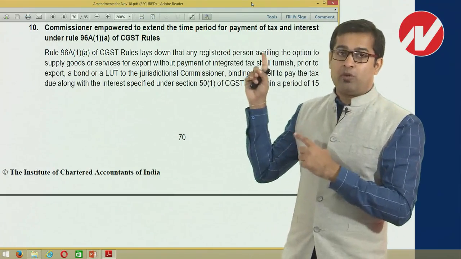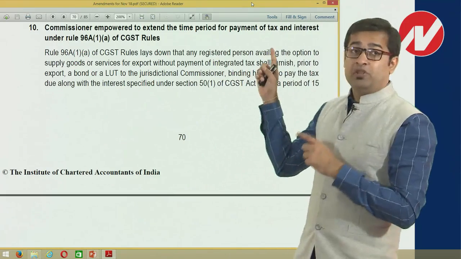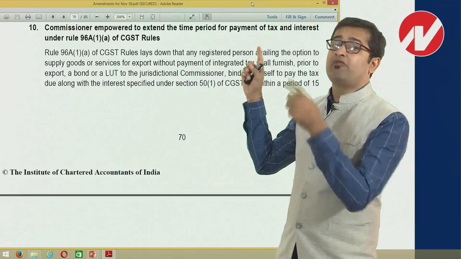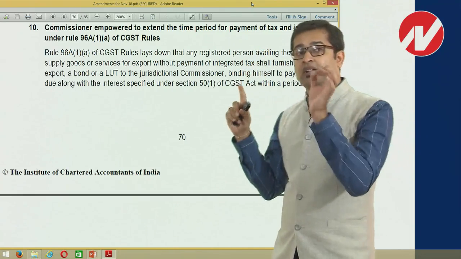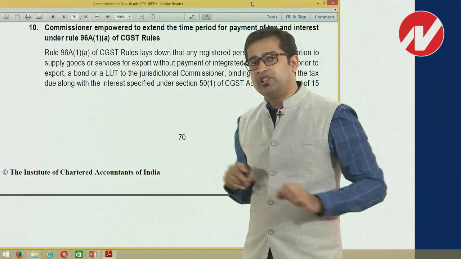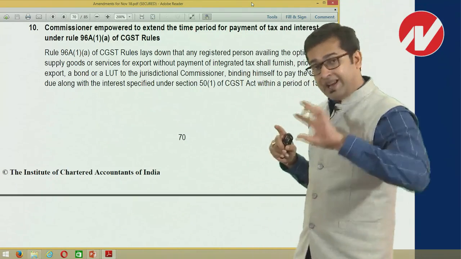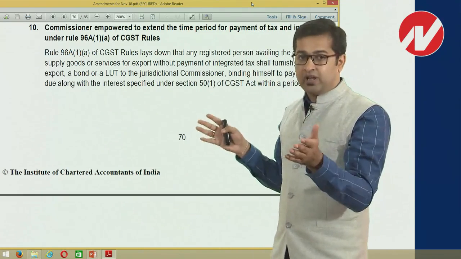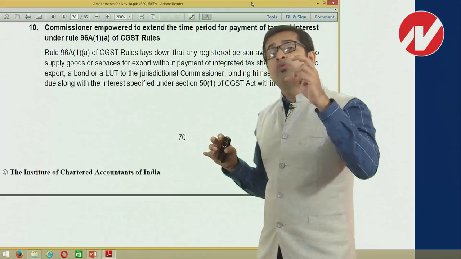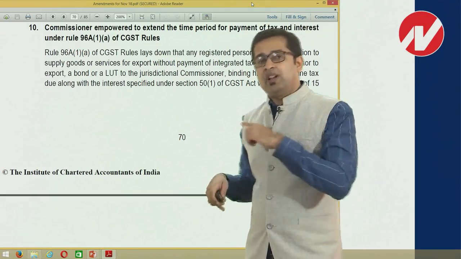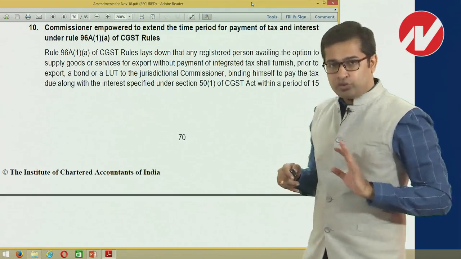So that is where we talk about this particular change, which says the commissioner is empowered to extend the time period for payment of tax and interest under Rule 96(1) sub-rule A of the CGST rules. So now the commissioner can permit me a larger period also. It will not be limited to only a 15 days timeline. So that is one of the changes that we were supposed to cover.